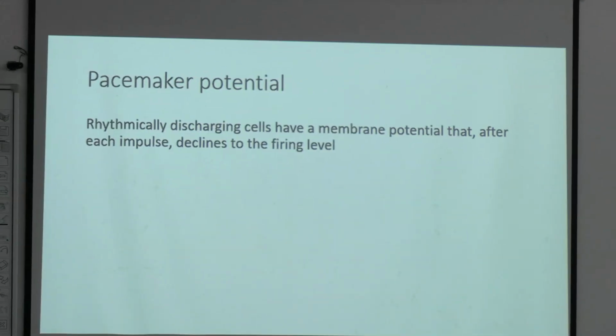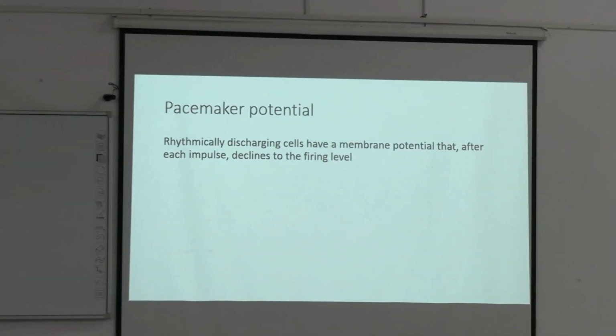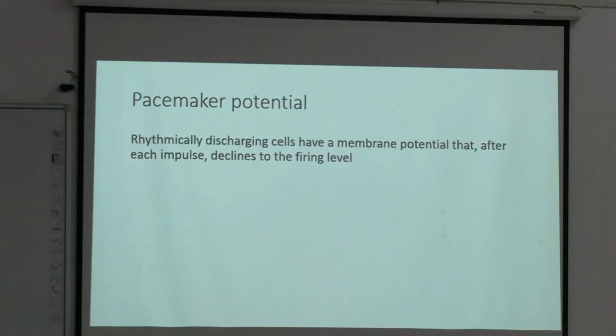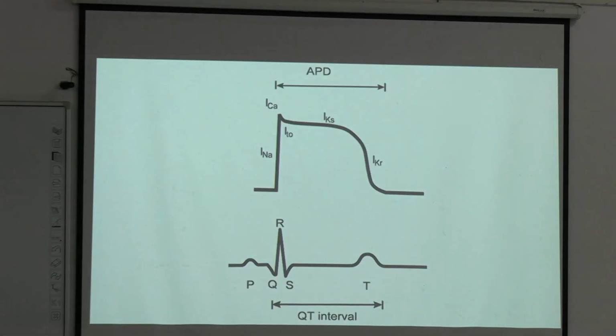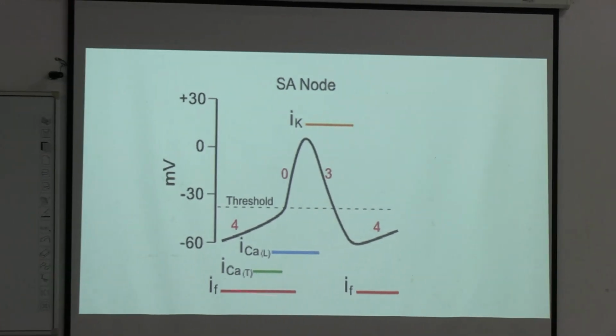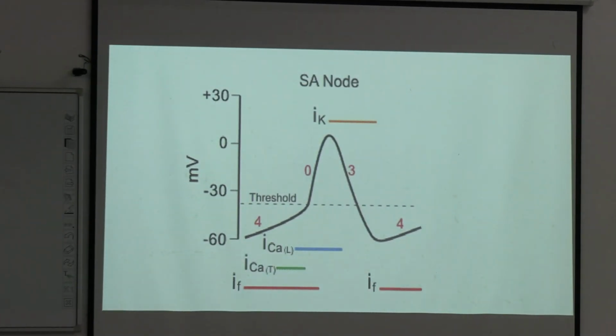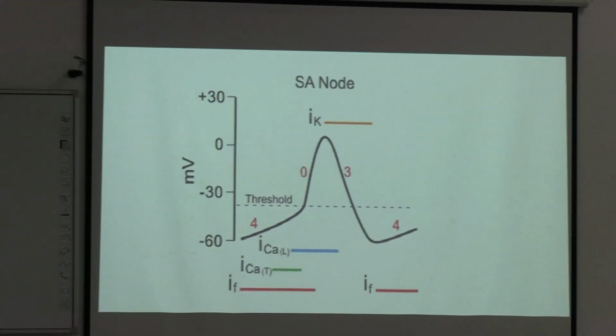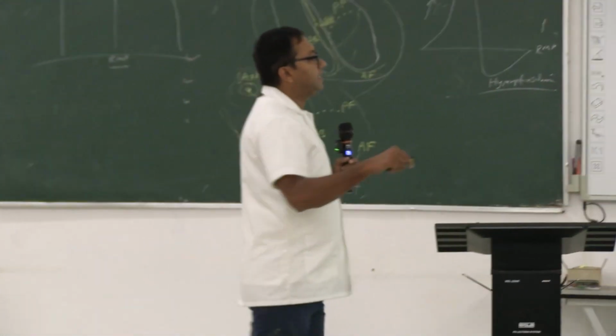Okay, pacemaker potential. What is pacemaker potential? So first see the picture and then we will define what is pacemaker potential, right? So yes, this one is the shape of action potential, the very typical shape of action potential in the SA node, and it is called the slow response action potential. In the heart, there are two different types of action potential we notice. One is the fast response action potential and another is the slow response action potential, right? In the SA node, what we see is the slow response action potential.